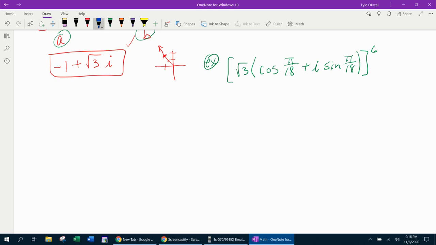And so if you recall what de Moivre's theorem said, it says whatever the exponent is, that's going to be your value for n, and you're going to take your radius, which is square root of 3, and you're going to raise it to the power, but your angle gets multiplied by the power. That's what de Moivre's theorem says. The radius gets raised and the angle gets timesed.